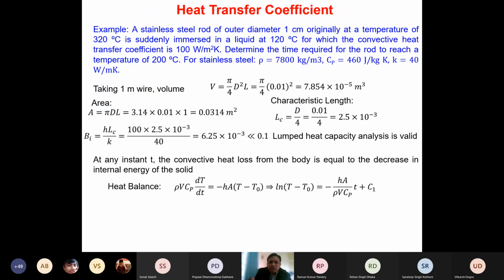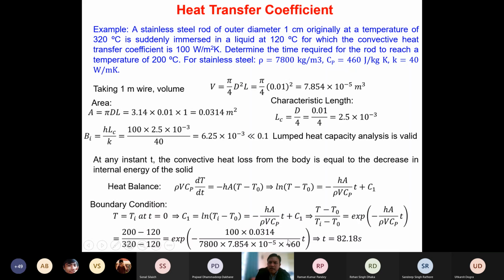Based on this, we have seen one problem. In this problem, we found the characteristic dimension, which is volume divided by area, and then calculated the Biot number, which is very much less than 0.1. Based on that, we assumed that the internal resistance is negligible, and then obtained the time in this particular problem.